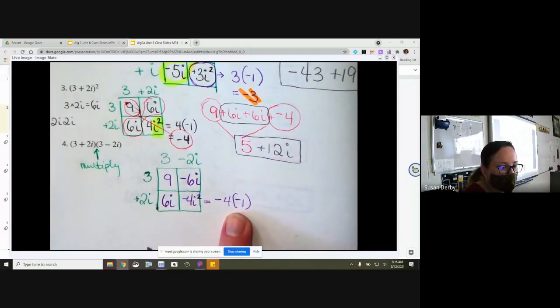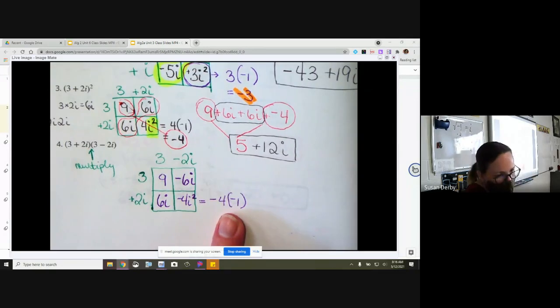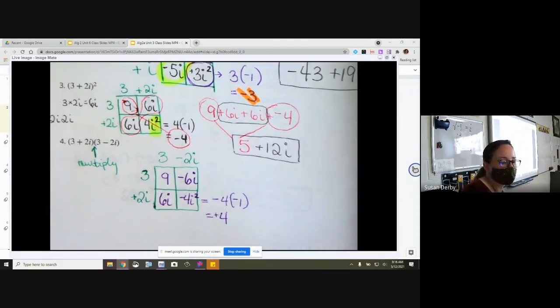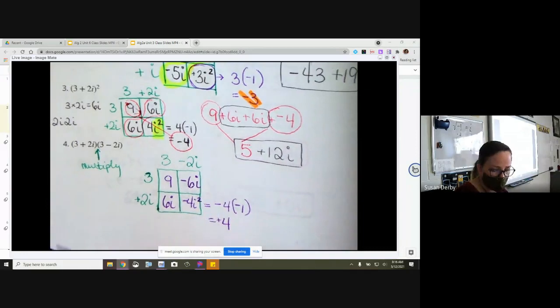Xander, how about this? What are we going to get when we start simplifying this to our last step here? +4. Perfect. Nice. It's just going to turn it to a +4. If you need to put a plus sign there, so you remember it's a +4 now, because a negative times a negative will give us a positive.